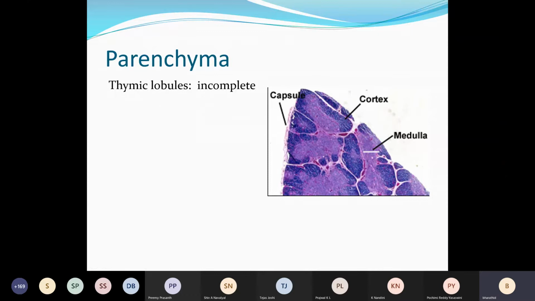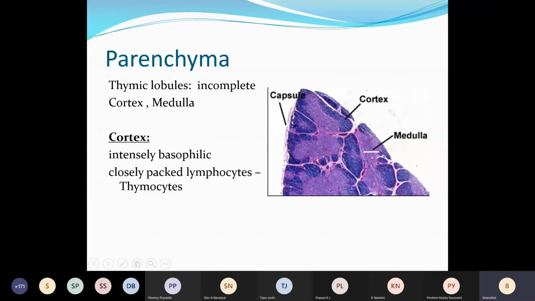The thymic lobules are incomplete, and each is divided into outer cortex and inner medulla. The cortex is dark or intensely basophilic, and it consists of closely packed lymphocytes, which are called thymocytes.